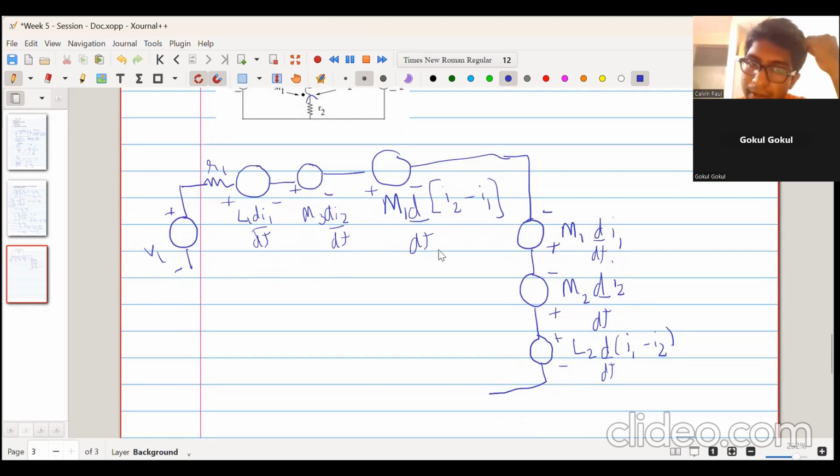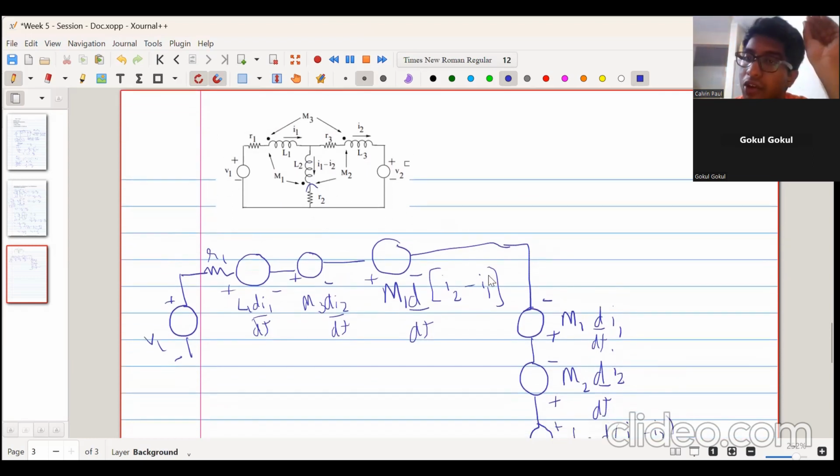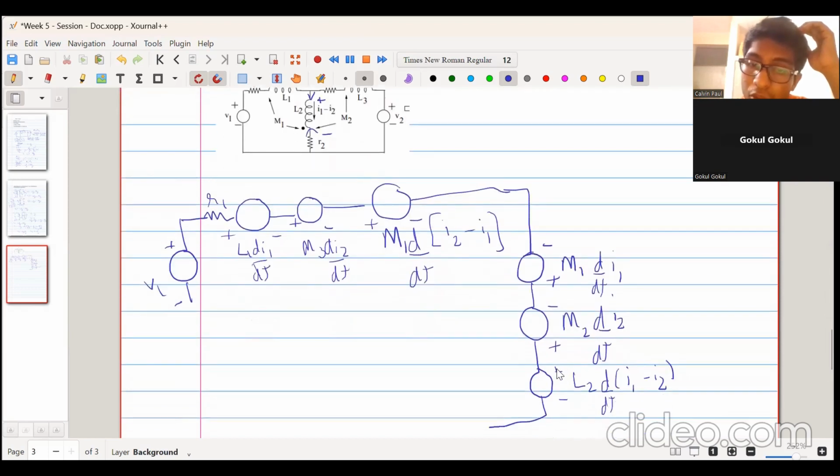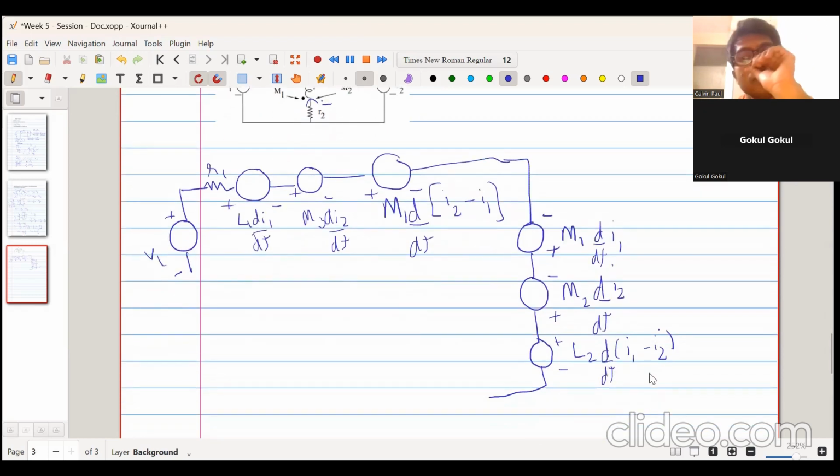Okay, sir. Then we have this. Now we want to find the drop due to self-inductance. For self-inductance, we have to consider the direction in which current is entering this coil. It is entering the coil from here. So here it should be positive, here it should be negative. So over here we put positive, here we put negative. L2, which is the value, into d/dt into the current flowing in, that will be I1 minus I2. Is this clear?